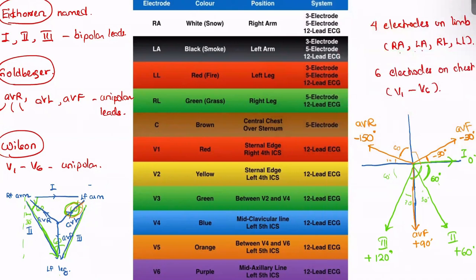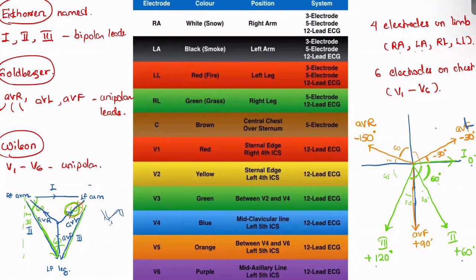Okay, so now we got the Einthoven triangle. Lead 1 is 0 degree, lead 2 plus 60 degree, lead 3 plus 120 degree, AVL minus 30 degree, AVR minus 150 degree, and AVF plus 90 degree. Okay, that is what we plot. We plot this triangle on this axis.